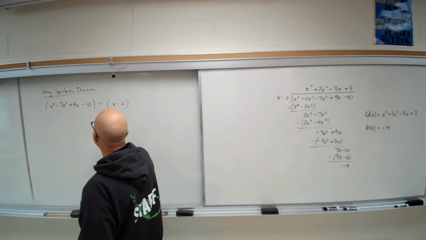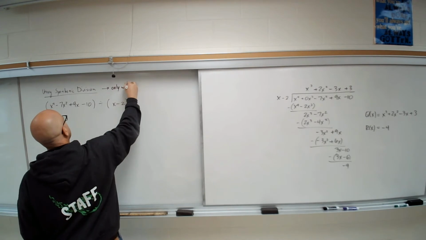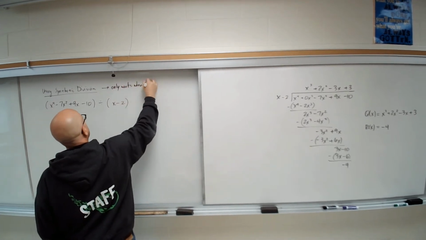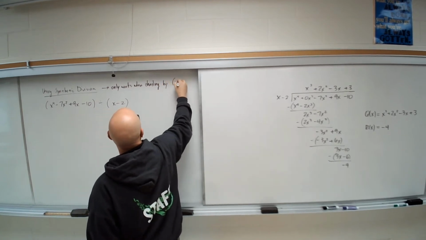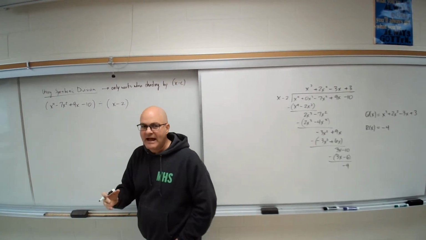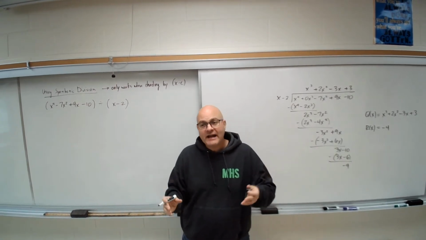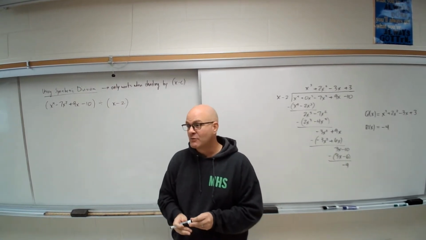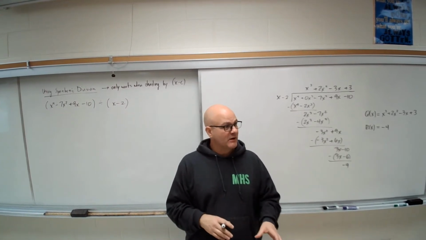Okay, so synthetic division, one thing important to realize is it only works when dividing by x minus c, or x plus c. But if you had a 2 in front of the x, it doesn't work. If you have an x squared, it doesn't work. It has to be x minus a number or x plus a number.